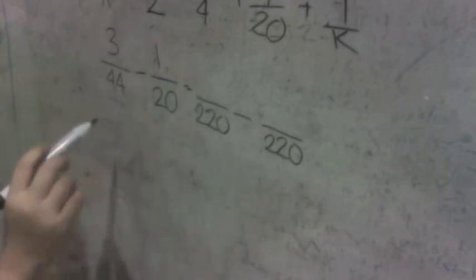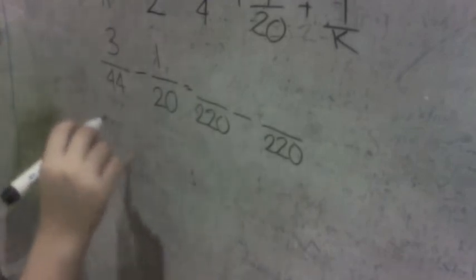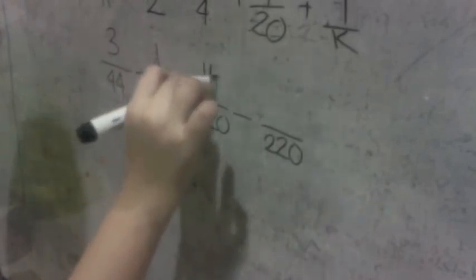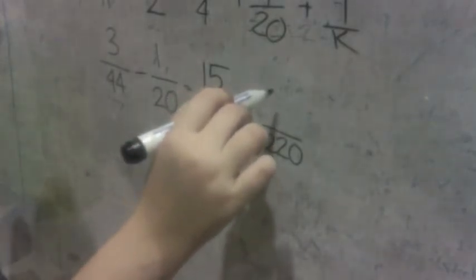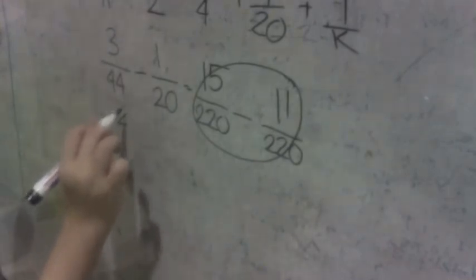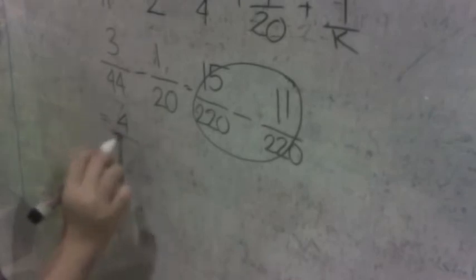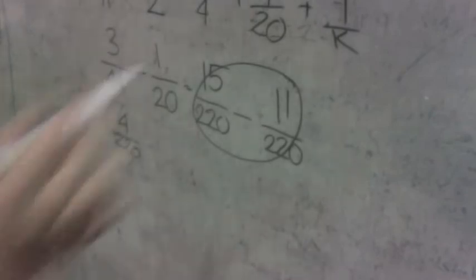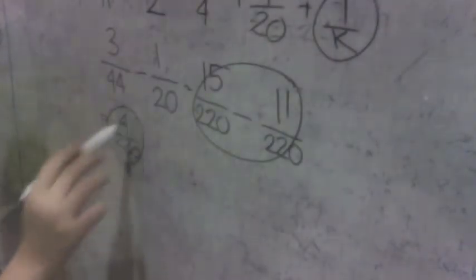And 15, and 11. Now, we're going to subtract this. So it's 4 over 220. Basically, 1 over k is this, and this is the answer. But we're not finished yet because this fraction can be simplified.